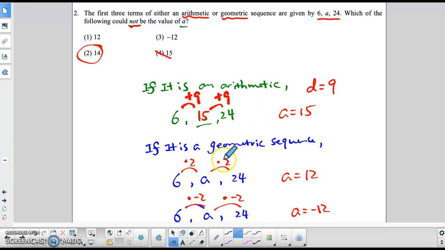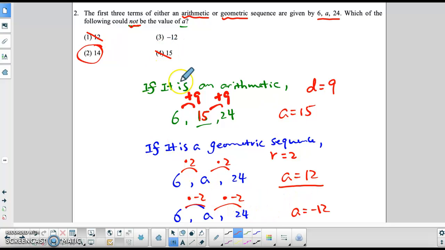All right, so using the same reasoning, if it's a geometric sequence, that means you need to multiply 6 by a number, the ratio r, to get a. And then you can multiply a with the same ratio to get 24. So we figure out we can multiply 6 by 2 to get a, and that gives you 12. 12 times 2 also gives you 24. So that means a could be 12. That's why we cross out this one.